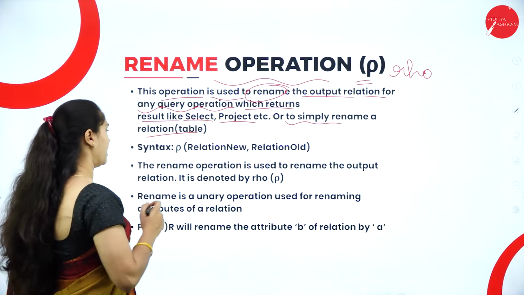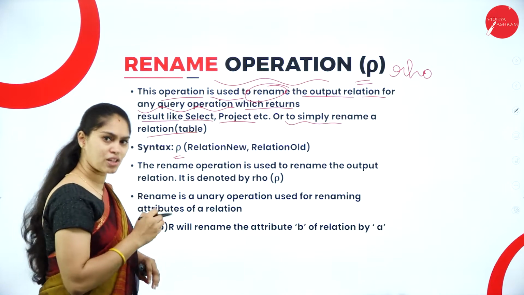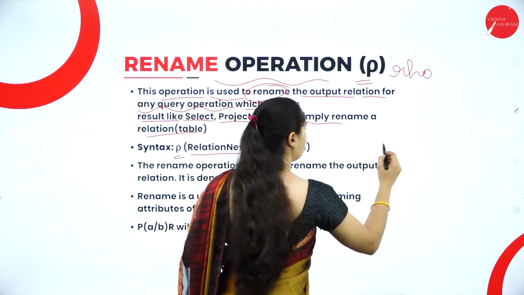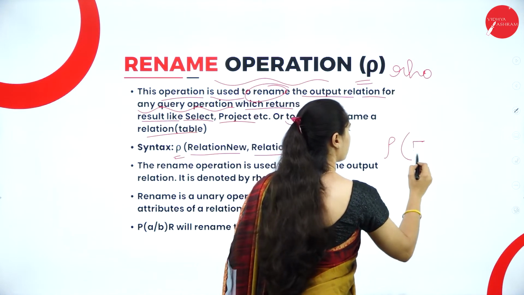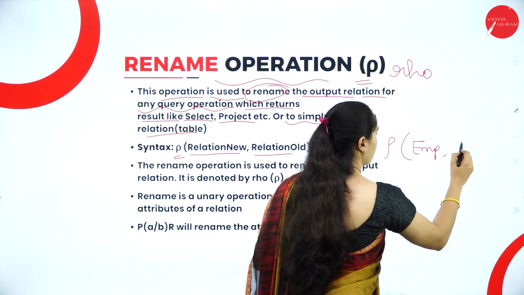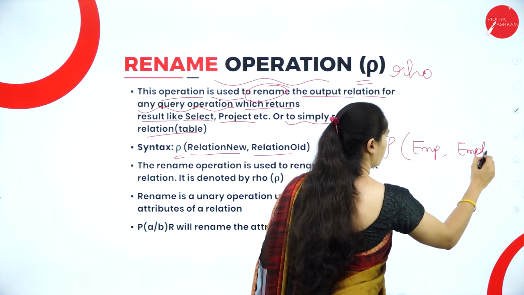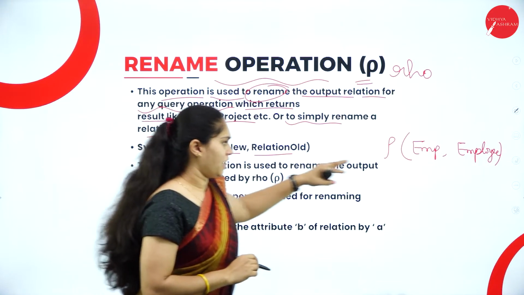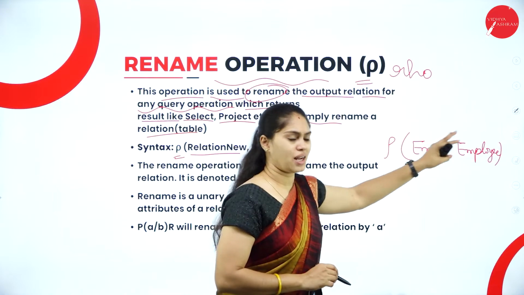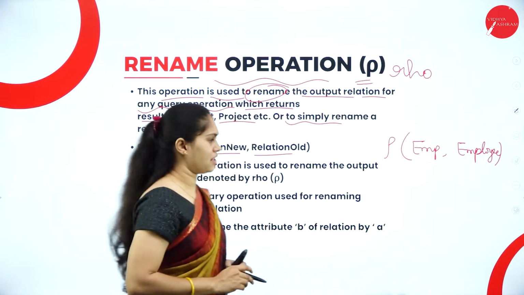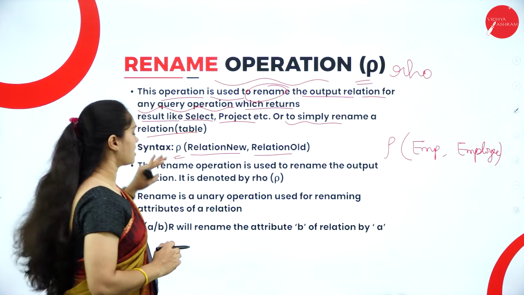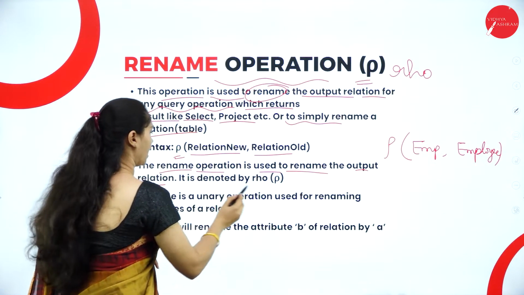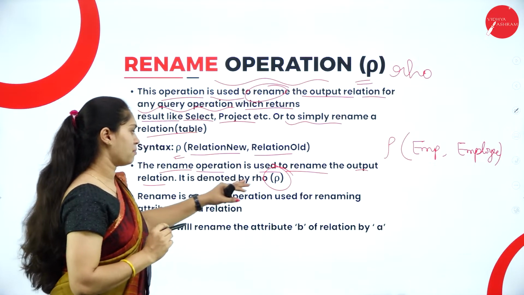And how will it be done? You can see that we have a rho symbol and also relation new, relation old. Consider EMP, employee. From which name to which name have I converted? Initially it was employee. Now we have renamed that relation as EMP. So this rename operation is used to rename the output relation, and it is denoted by a symbol called rho.